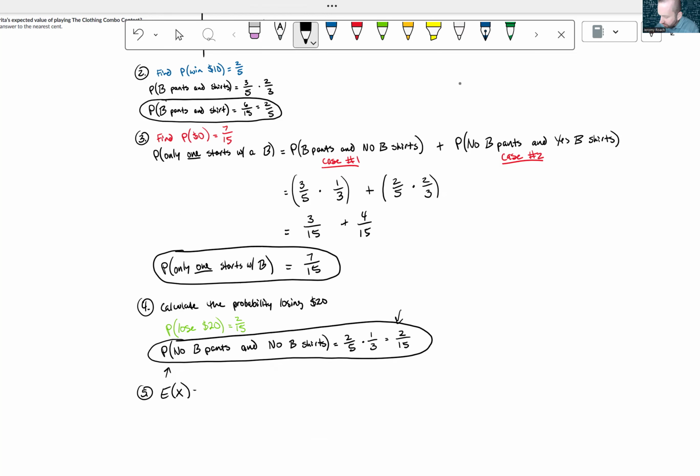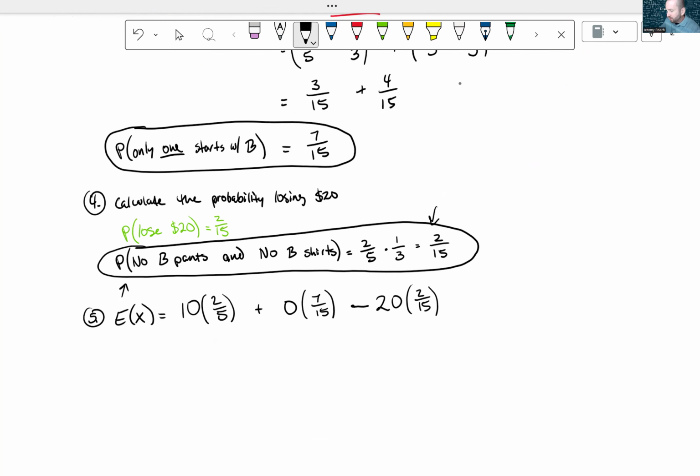So our expected value of playing this game is: we win $10, that's positive $10, and we have a 2/5 chance of winning $10. Plus making or losing $0 is a 7/15 chance. Minus $20. Very important. We're losing $20, and we have a 2/15 chance of doing that. If you put plus, you won't get the right answer for this. So make sure you have the negatives where they need to go. So losing $20, minus 20.